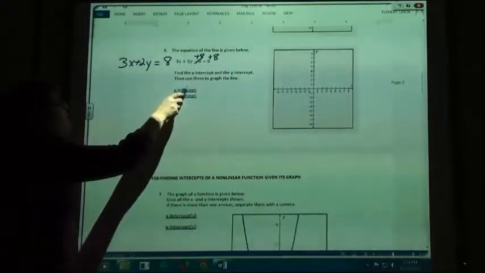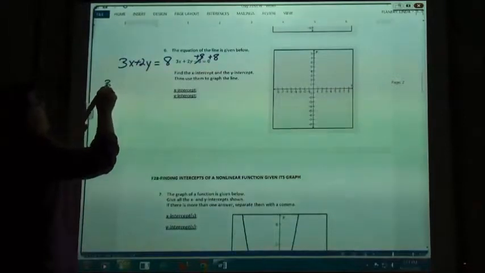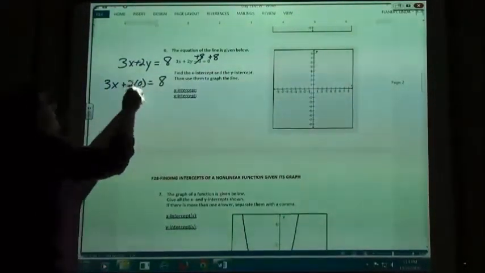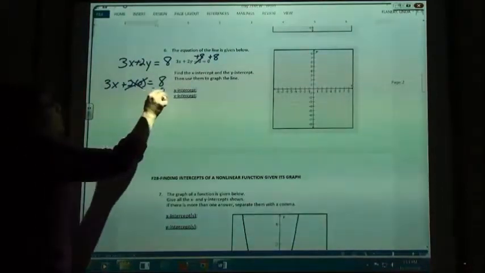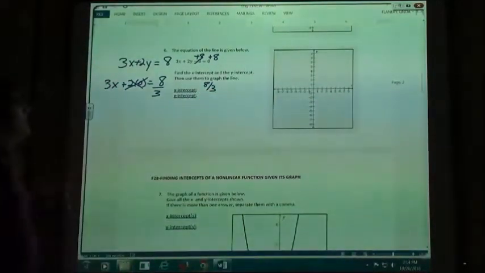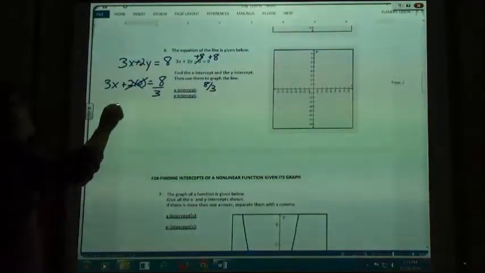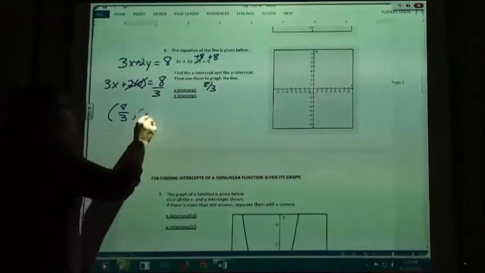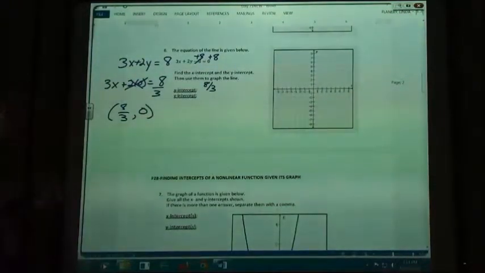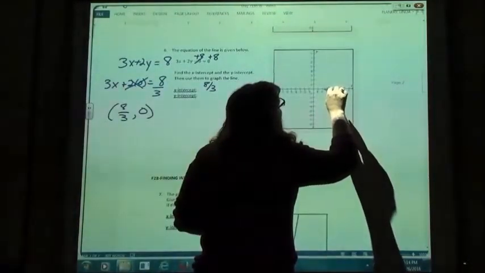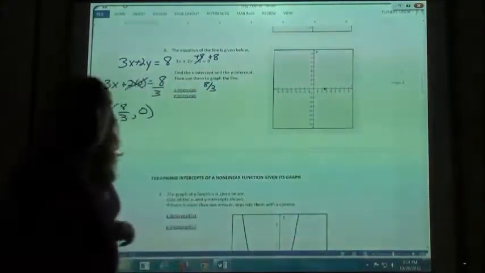So for my x-intercept, y is 0. 3x plus 2 times 0 equals 8. The y term is gone, so 8 divided by 3 is 8/3. Again, keep in mind that that's your x-intercept, so the x value was 8/3. Your y value is going to be 0. Again, I'm just going to estimate it. 8/3 is about 2 and 2/3. So I'm just going to estimate about where that is.